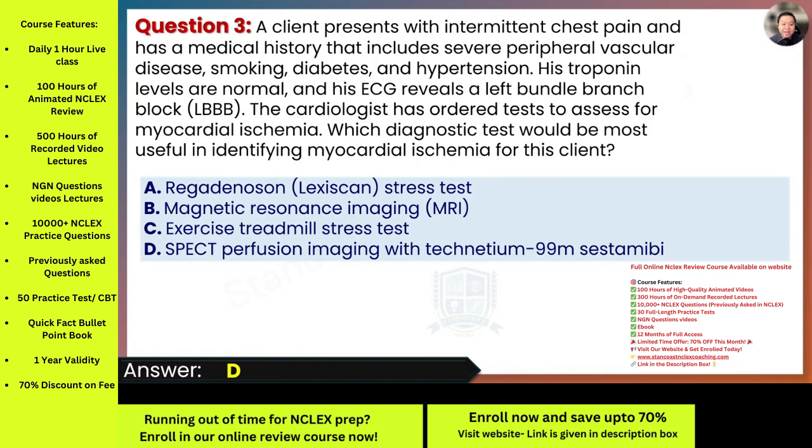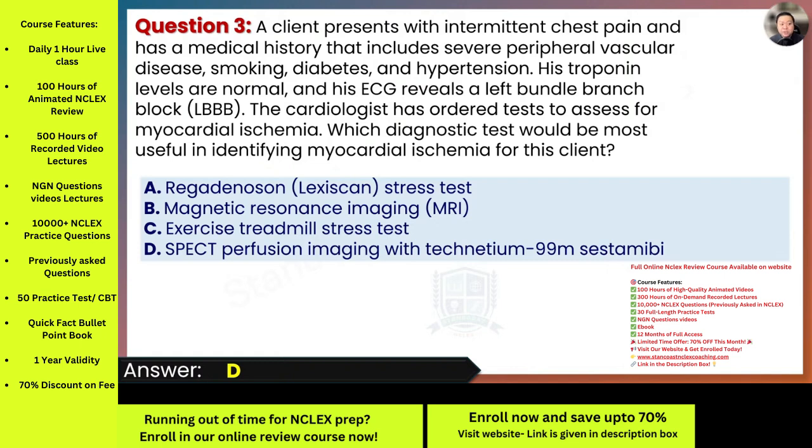Now, what about letter C? This is another incorrect option. We normally know that a treadmill stress test would be a solid choice, but recall that our patient has peripheral vascular disease, so walking or running on a treadmill may not be possible. Plus, the left bundle branch block can interfere with the ECG-based ischemia detection. And so this will make this test unreliable in this case.